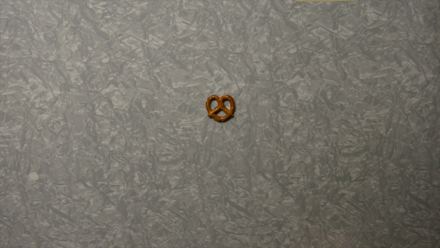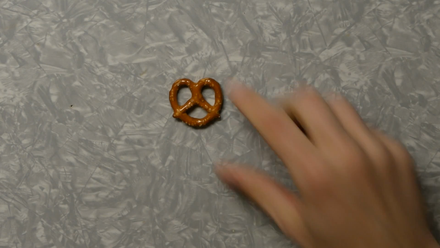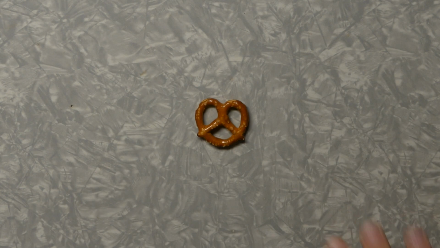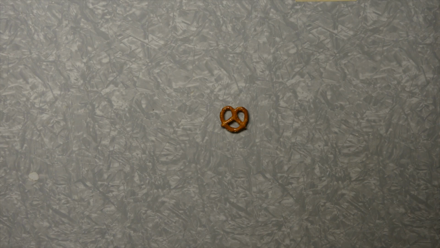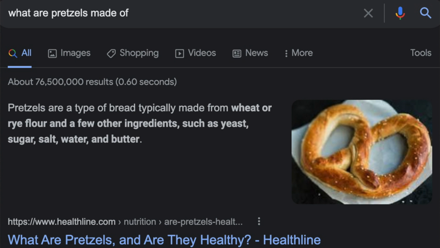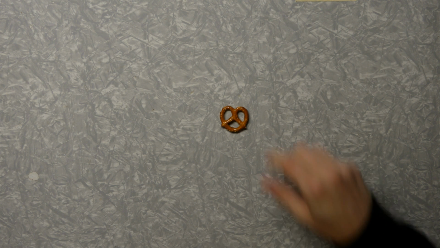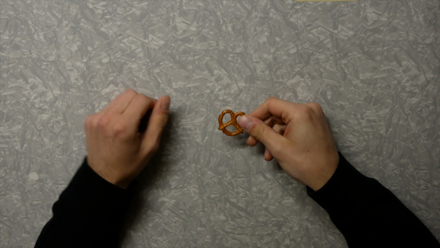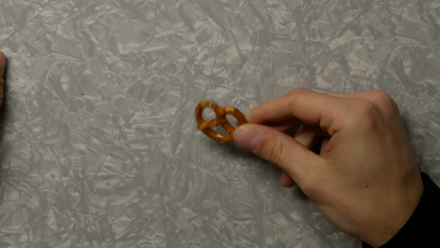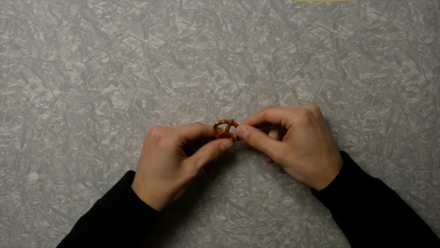This is a pretzel. Now, the common household pretzel is universally recognized for its unique shape and crunchy appeal. It's just a simple pretzel made up of wheat or rye, flour, yeast, sugar, salt, water, and butter. However, when you really look at it from a mathematical perspective, what the heck is this thing? So let's look into this.